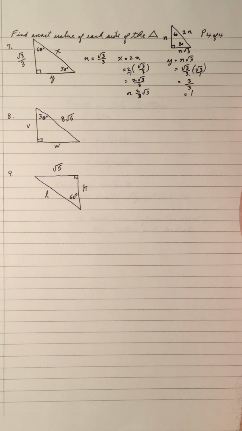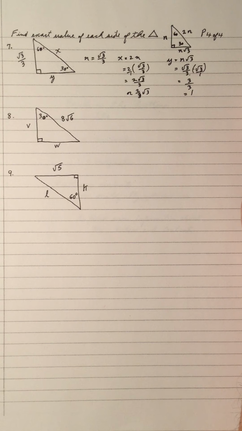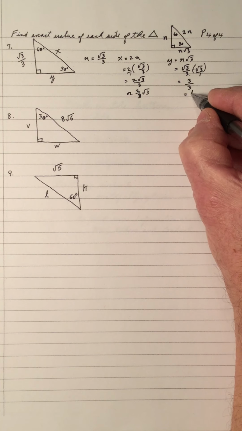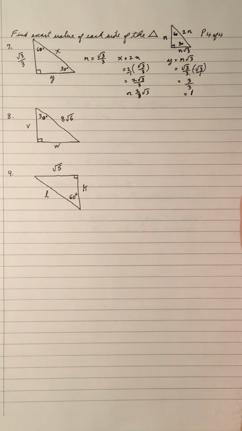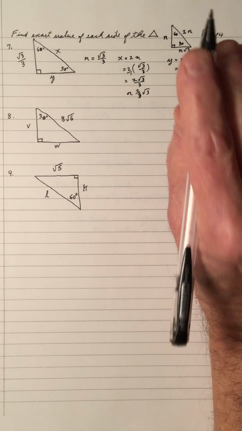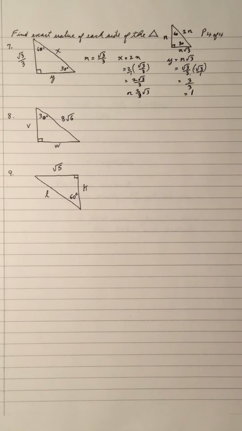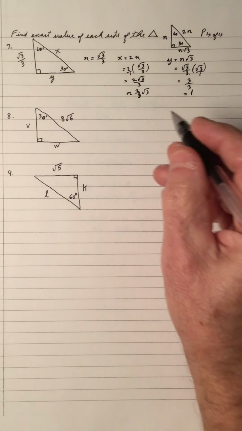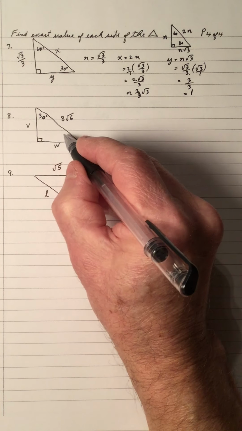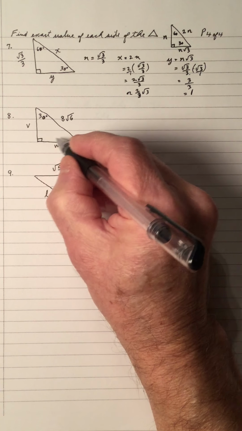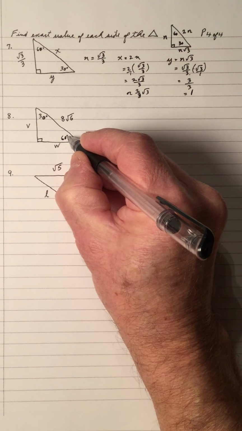Remember, review your unit on square root radicals. Very important. Every video follows each other, so what you learn in 1 helps you in 5. They're sequenced. Number 8, we got a 30, and this is a 90, so this must be the 60-degree angle.